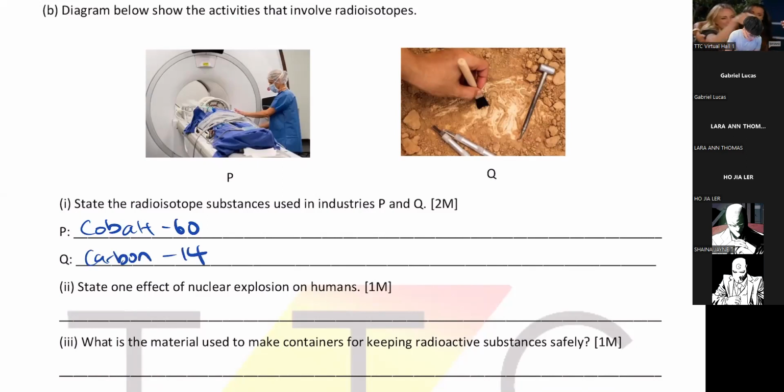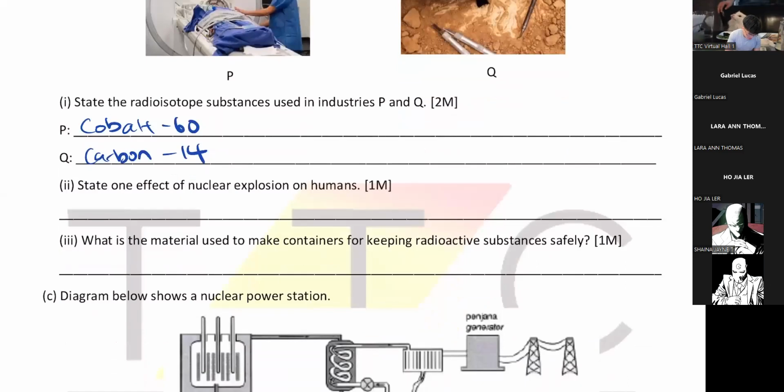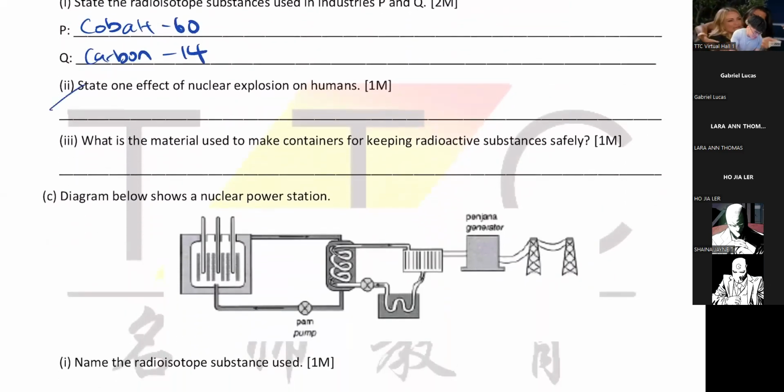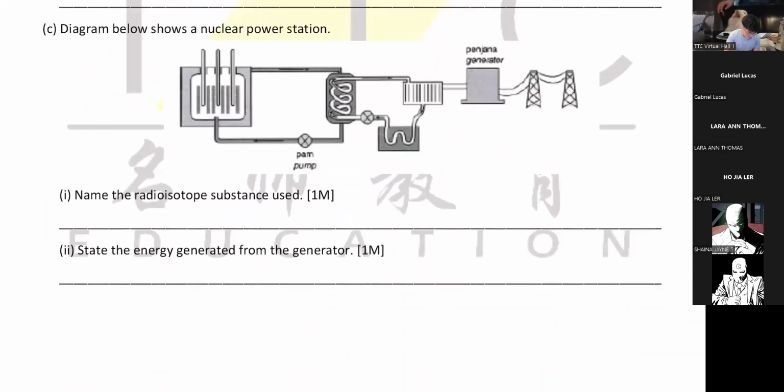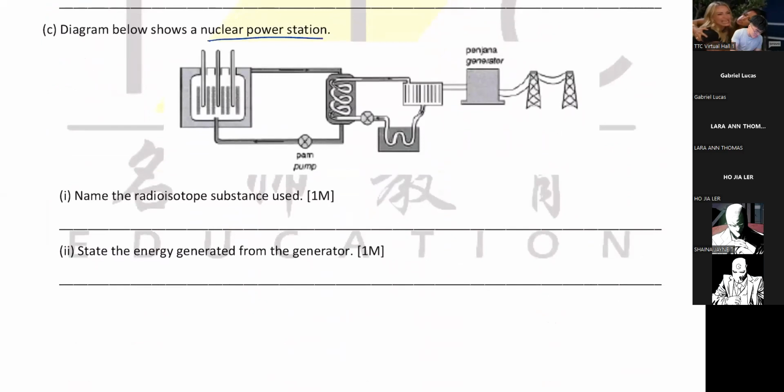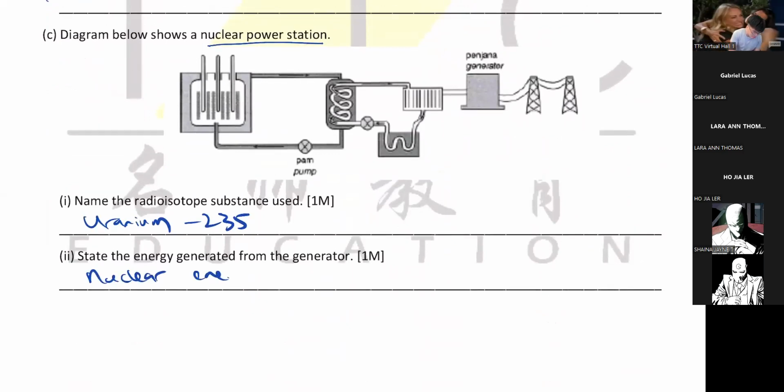Right, so one effect of nuclear explosion. Why is it here? Hey, we skip this. Not important. What is the material used to keep radioactive? This is Form 3. Why is it here? Okay, not important. Name the radioisotope in nuclear power station. This would be your uranium 235. Okay, so the energy is called nuclear energy.